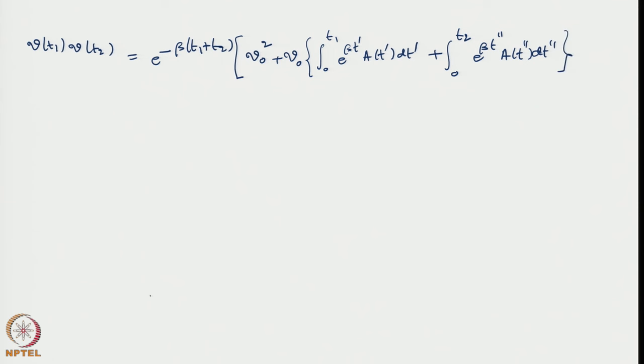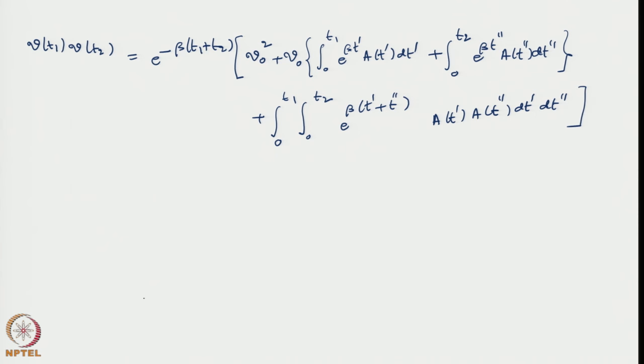Curly brackets we close. Then there will be the double integral, which will be 0 to t 1 and 0 to t 2, which will involve e to the power beta first with respect to t prime and then with respect to t double prime, and that will be a t prime a t double prime d t prime d t double prime, and here we close the square bracket. So, the 4 terms are like this.